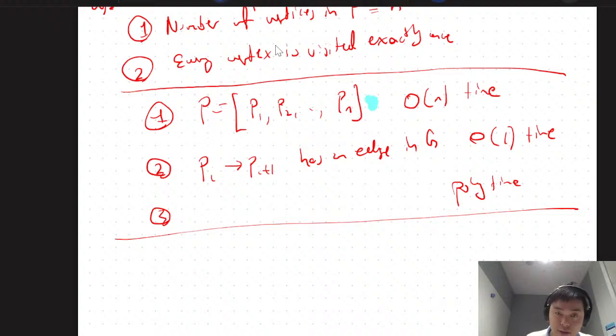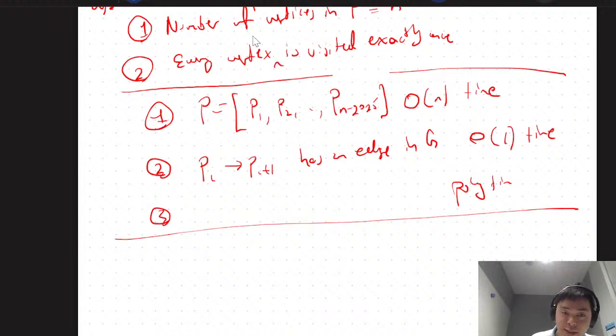Oh, sorry. I did the wrong problem. Actually, what we need to do is check the following. P of n minus 2025. What we need to do is check that 2025 vertices are missed, so every vertex but 2025. And I'll leave it to you to check that this is easy if you're given the path.